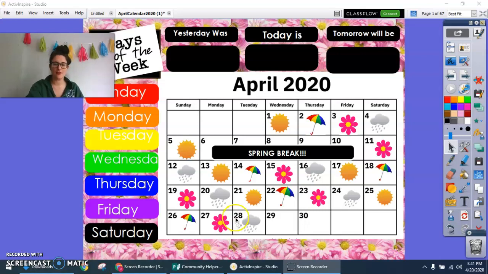So yesterday we had a rain cloud as our pattern piece. So what does that mean our next pattern piece is going to be? Let's check and find out. It's a sun, so I know that a rain cloud is my D piece. So I need to go back to my A piece because it's going to repeat.